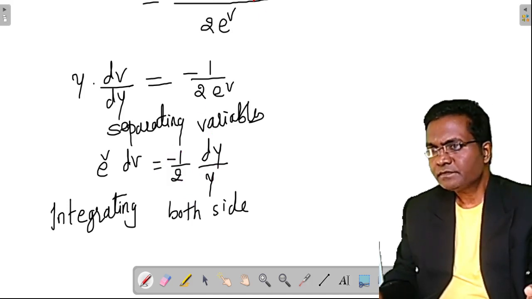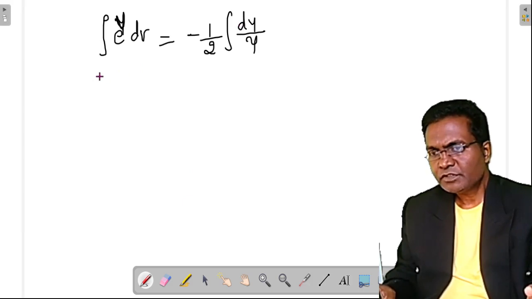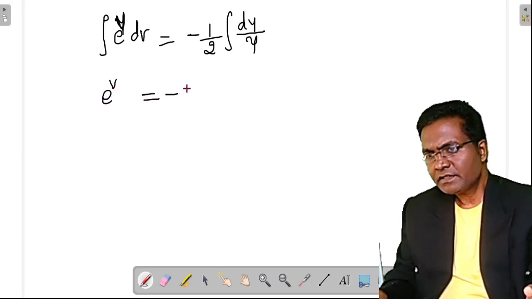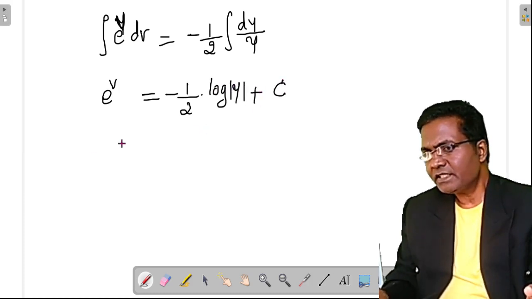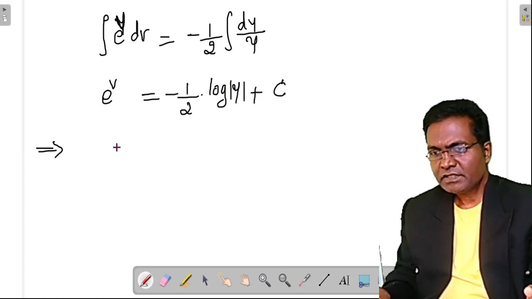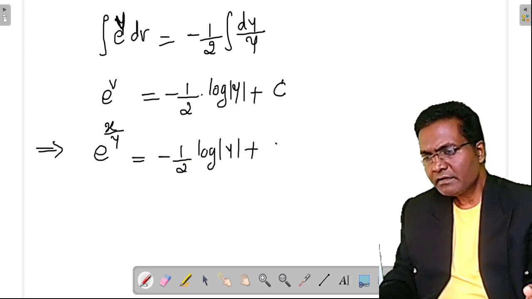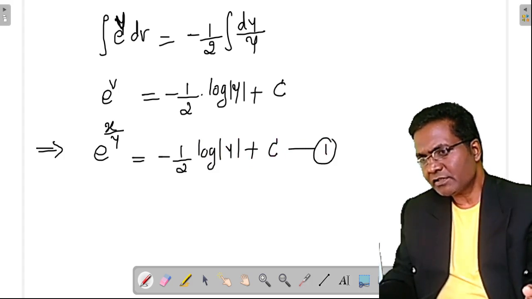Now integration of e power v is e power v as it is, minus 1 by 2 integration of dy by y is log y, plus constant c. Your v is x by y equals to minus 1 by 2 log of y plus c. This is your general solution.